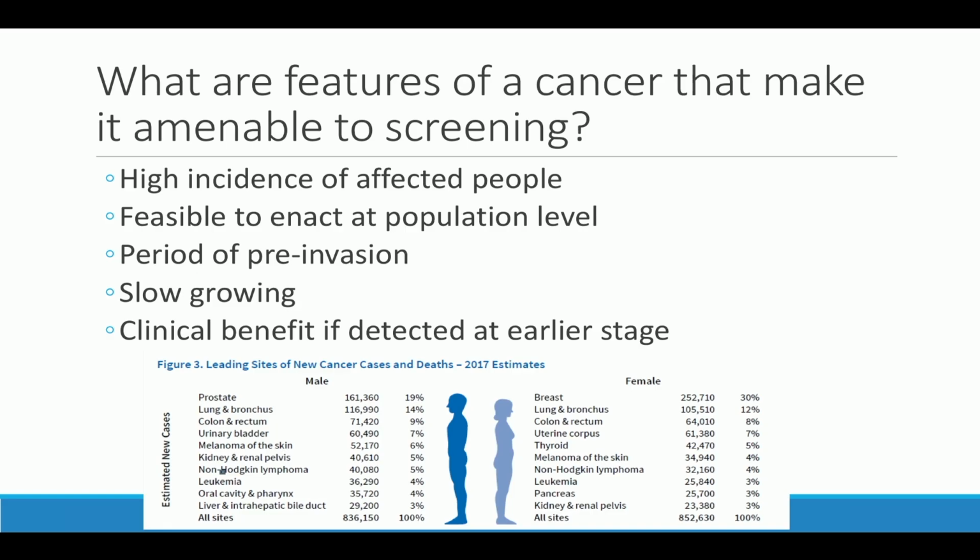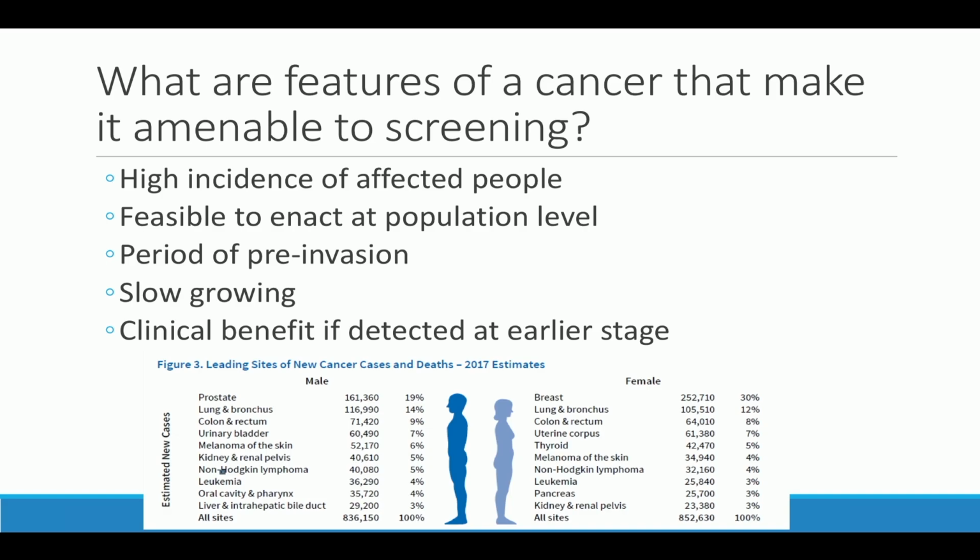So what are the features of the cancer, not just the features of the test, that might make it amenable to screening? First, it needs to have a high incidence of affected people. The reason for this, like we talked about, is that not all positive screening tests mean people actually have disease. The more people in the population that have the disease, the more likely that a positive screening test means a true positive. That's called a positive predictive value. So you need to have a high enough incidence in your population to make the screening effective.